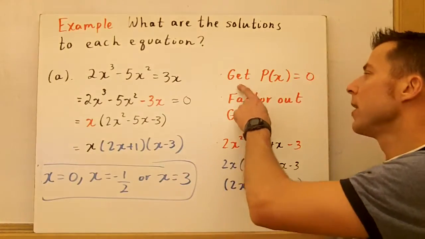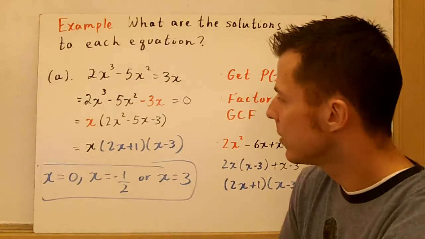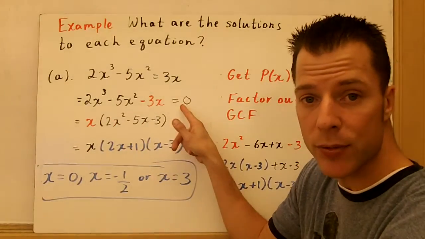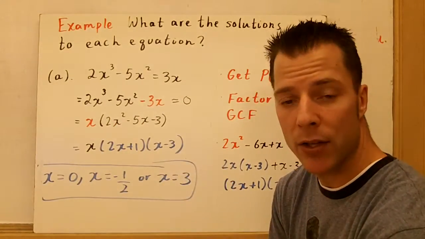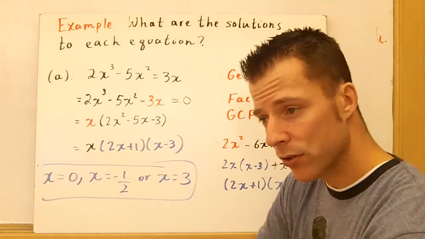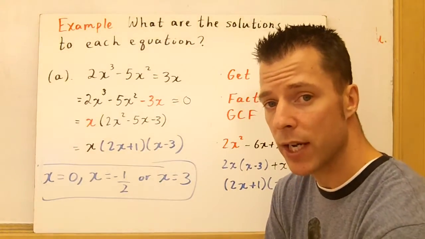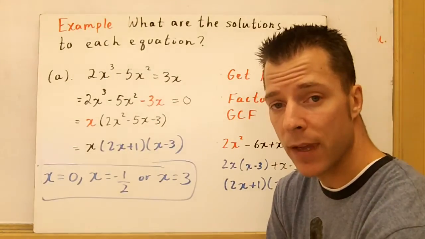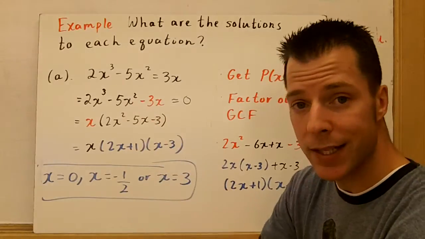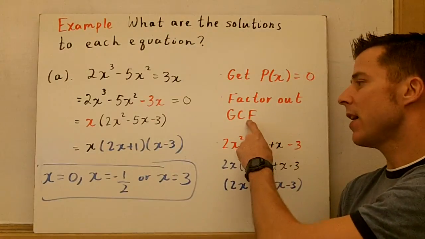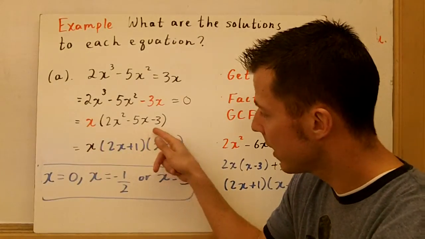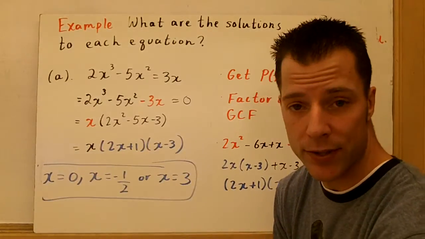Step number one, get p of x equal to 0. So I brought the 3x over. So now we have minus 3x, and notice how we've set that equal to 0. This is a polynomial of degree 3, and we haven't learned how to factor that yet, and you'll learn in a couple of videos how to do that using the rational root theorem and some other methods. So look, all the terms have at least an x, so factor out the GCF, the greatest common factor, which is x.